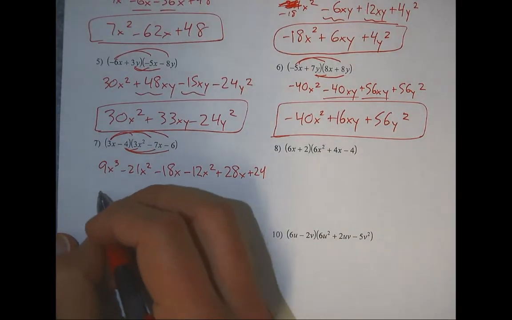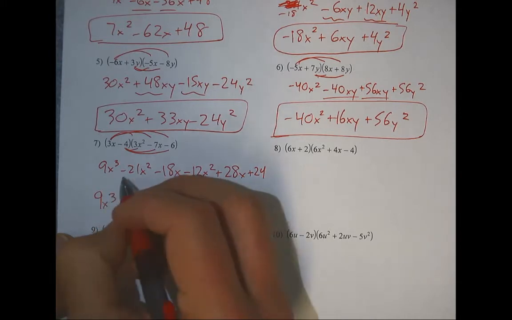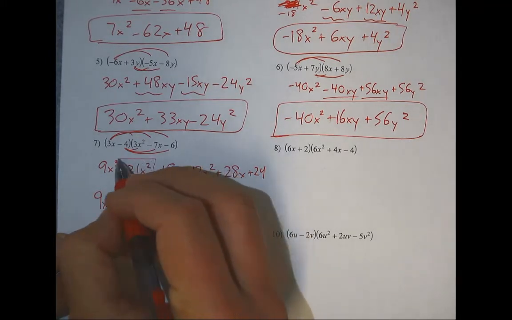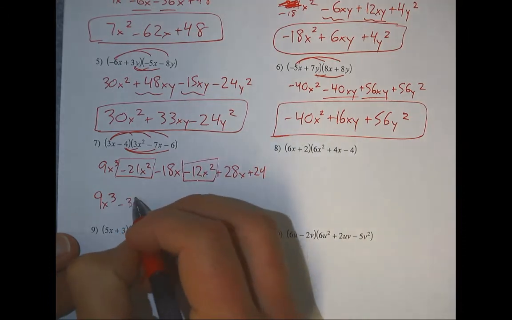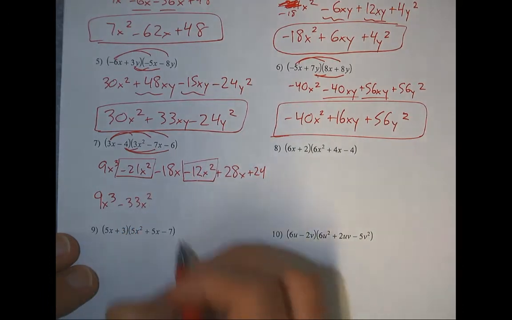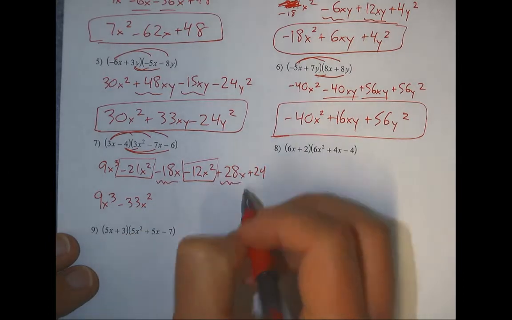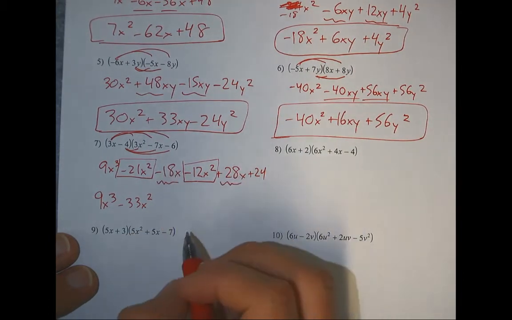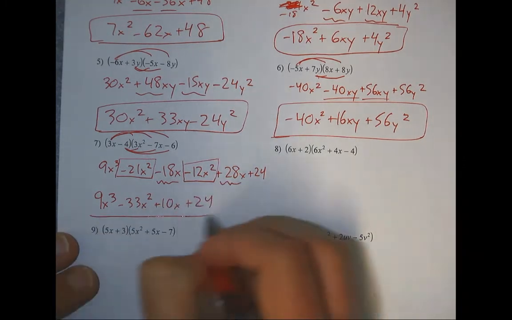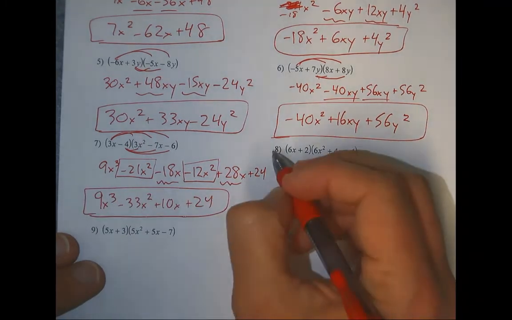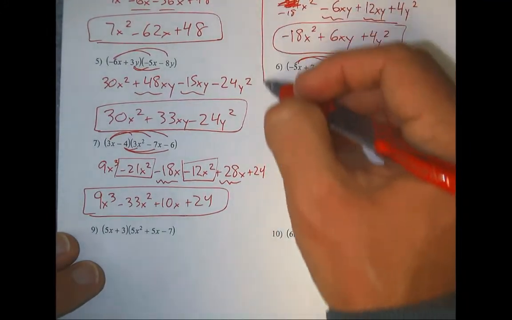So this is my only 9x to the third. I've got an x squared here and an x squared here. Together, that's negative 33x squared. And I've got an x and an x. It's 28 minus 18, so 10x plus 24 tags on the end.